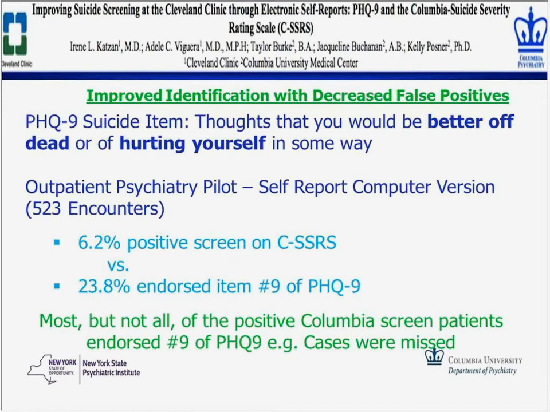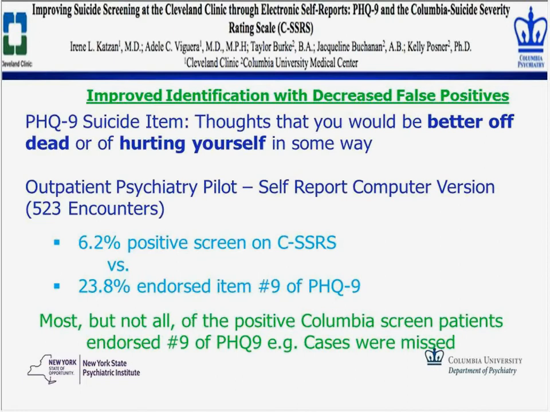PHQ-9 is a great measure of depression, but it's a really lousy measure of suicide. The 9th question is the suicide question, and it says, have you had thoughts you would be better off dead or of hurting yourself in some way? Now, better off dead is not considered suicidal by anybody. Suicide researchers don't see an increase in risk. And hurting yourself in some way can be non-suicidal self-injury.